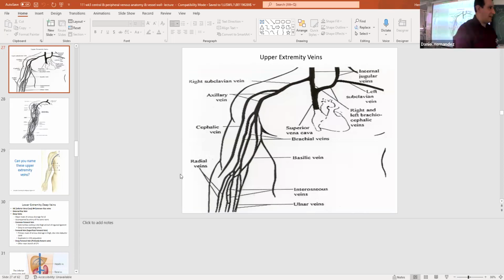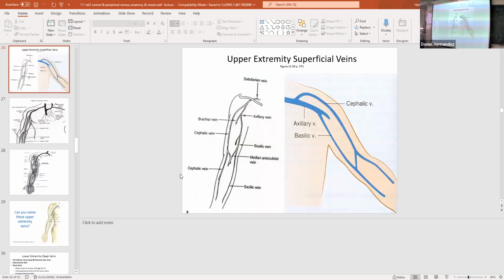On the test, it's going to say label the deep veins or label the superficial veins. So I have separate diagrams for the superficial and the deep. Oh, so it's like differentiate. Yeah, like when I have label the superficial veins. It just gives you the diagram, not a word bank or anything. Spelling counts? It should.